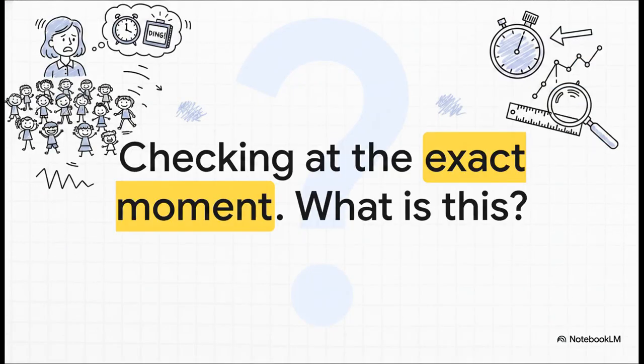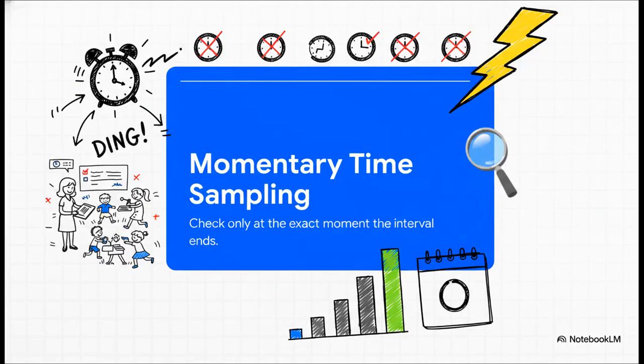Picture that busy teacher, 20 kids, just waiting for the timer to beep. Which discontinuous method is this? Boom! Momentary time sampling. That's the correct answer, because the teacher is only checking at that exact, precise moment the timer goes off, totally ignoring what happened during the rest of those 5 minutes.